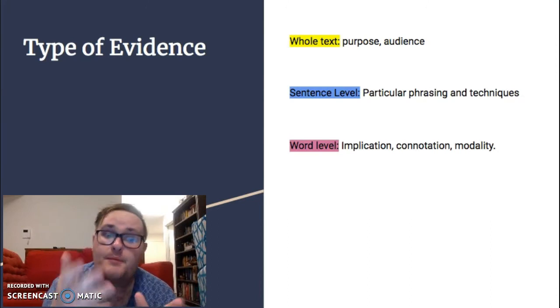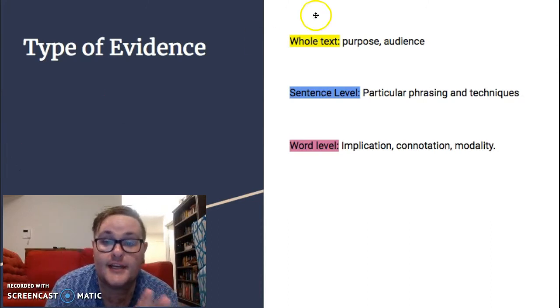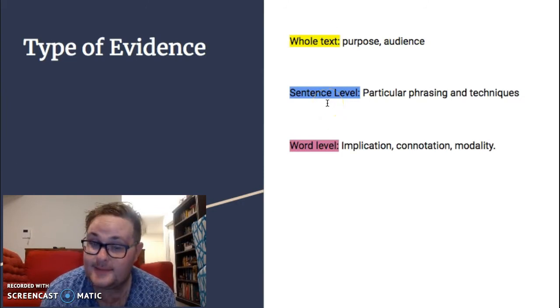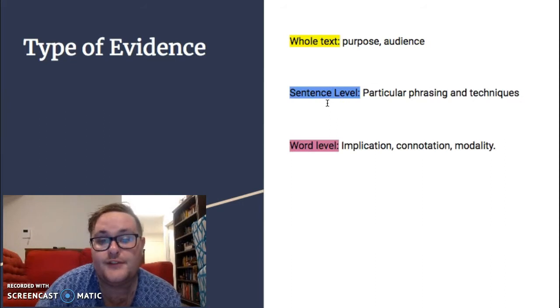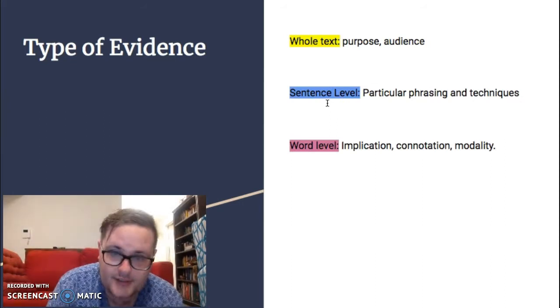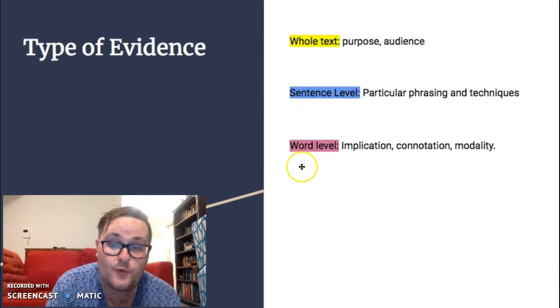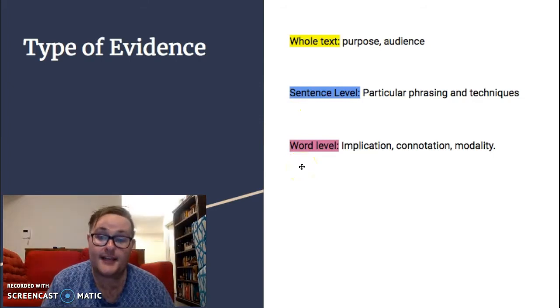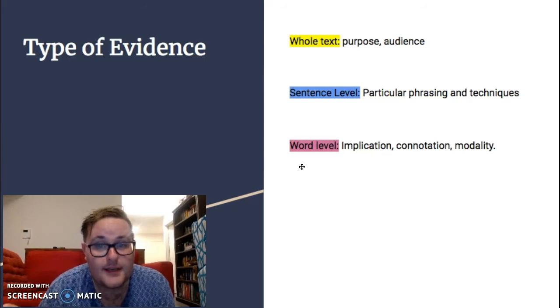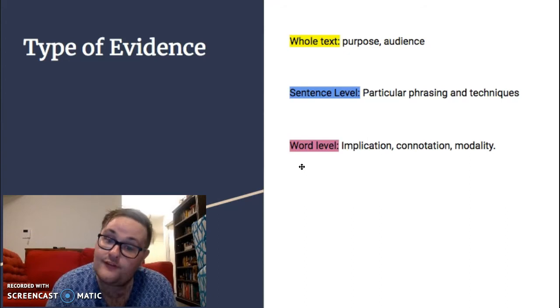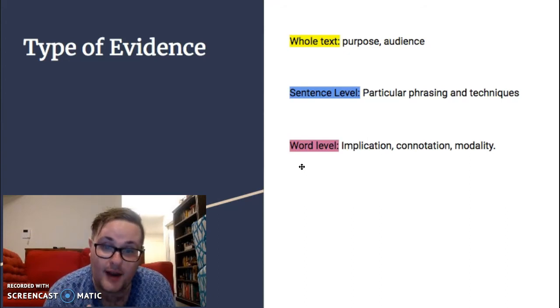And then to support this whole text understanding, we take it to sentence level, where we use particular phrases and techniques to reinforce that this is what she's trying to do. We additionally reinforce that understanding with word level, and this is where we look at implication, connotation, and the choice of modality. These three pieces of evidence need to work together, and you actually need to have all three in a paragraph.